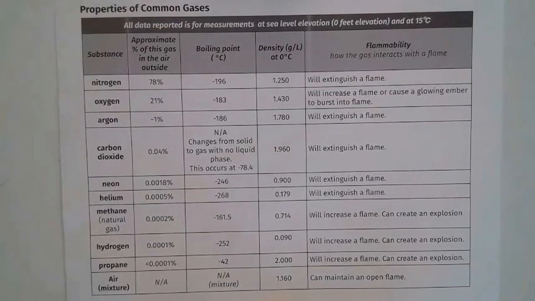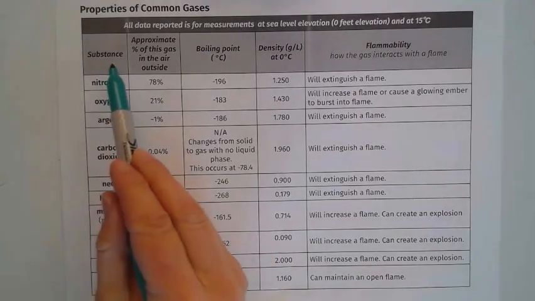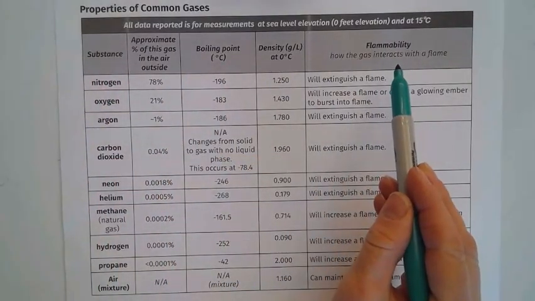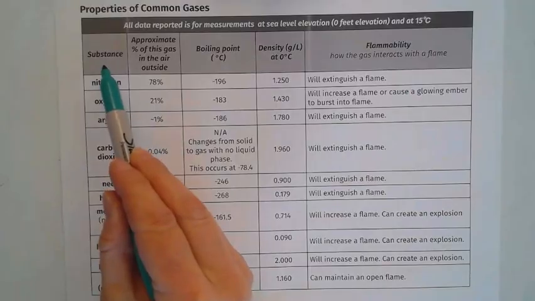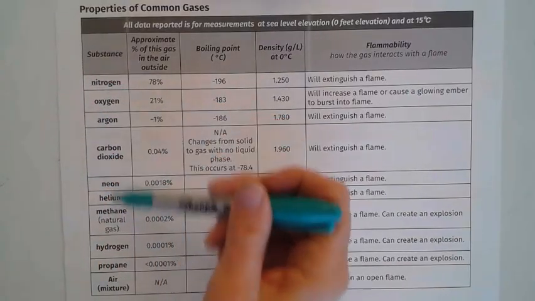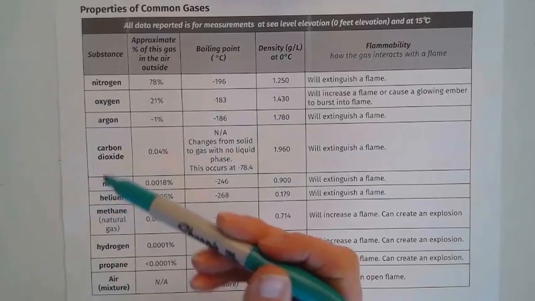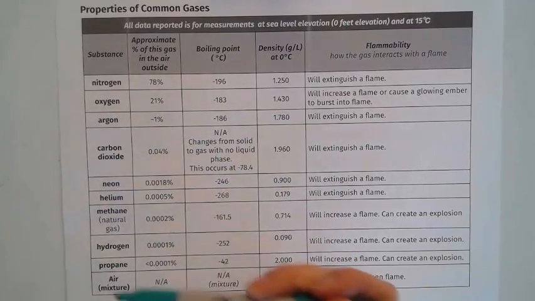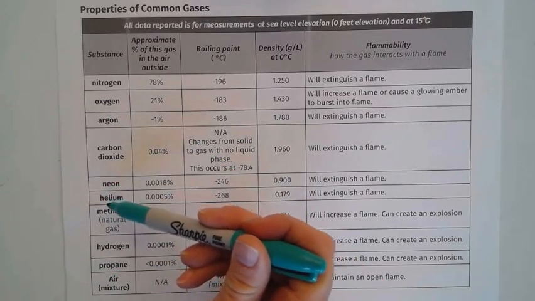But before I look for a pattern, I'm going to take a moment and look at the data table, and what do I notice? So I notice up at the top I've got some column headings. My first column is substance. So I've got all sorts of different gases. I've heard of a couple of these before. I've heard of oxygen, I've heard of carbon dioxide, I've heard of neon and helium.